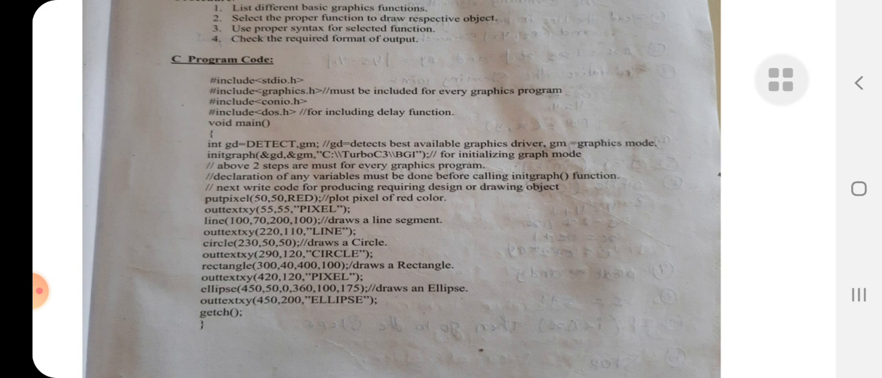After that, the ellipse. The ellipse takes integer x, y, start angle, end angle, integer x radius, and integer y radius. So integer x is 450, integer y is 50, 0 is the start angle, end angle is 360, integer x radius is 100, and y radius is 175. This function is used to draw an ellipse, and then getch.